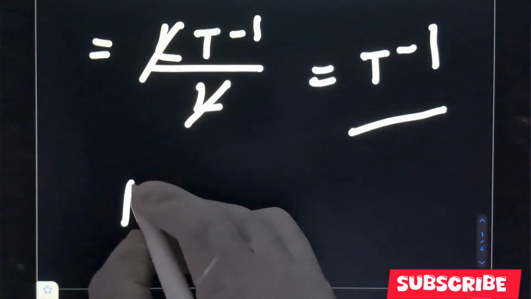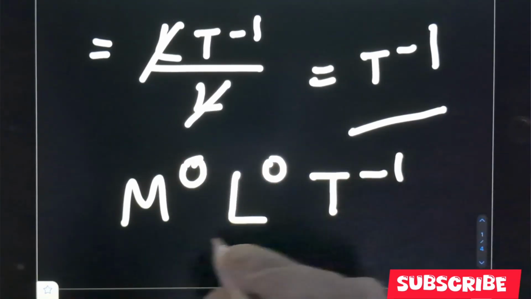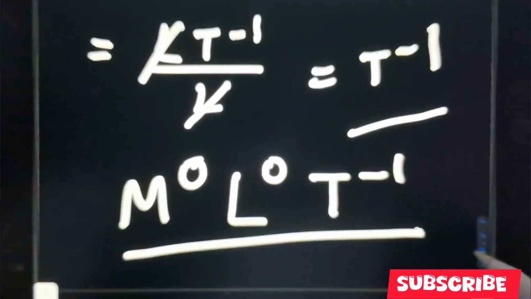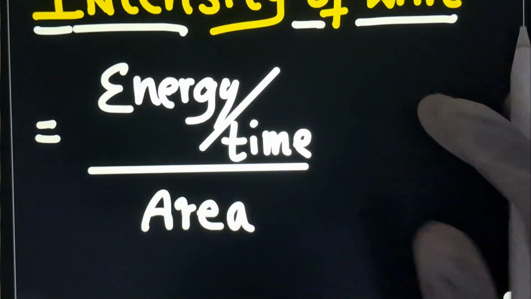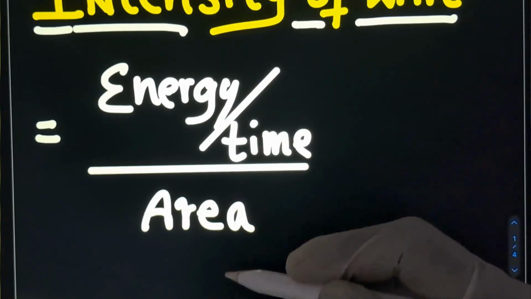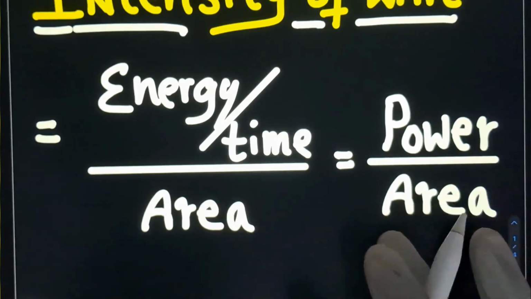So the formula is M^0 L^0 T^-1, the Hubble constant dimensional formula. To find the dimensional formula of intensity of wave: intensity of wave is energy by time by area. Energy by time gives you power, so it is power by area.